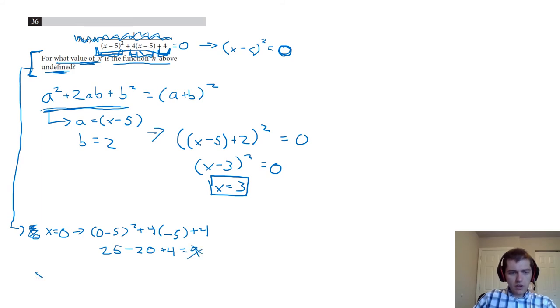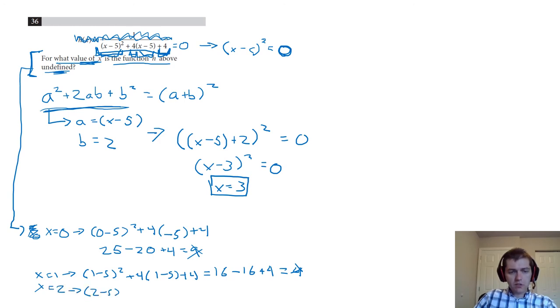You can say, okay, what if x is equal to 1? 1 minus 5 squared plus 4 times 1 minus 5 plus 4 is equal to 16 minus 16 plus 4 equal to 4. Also not correct, but you're starting to get closer to that 0. So you can continue on. What if x is equal to 2?